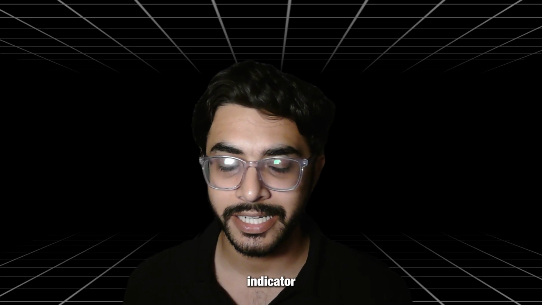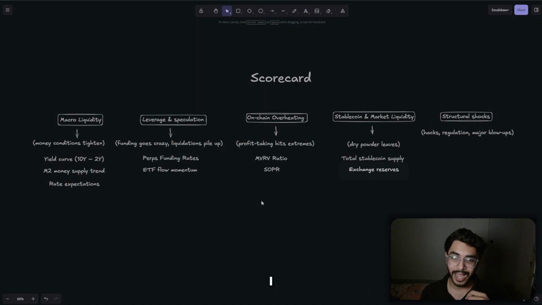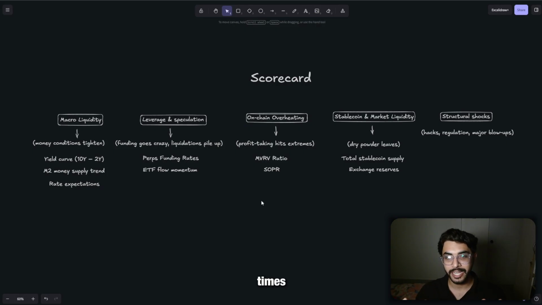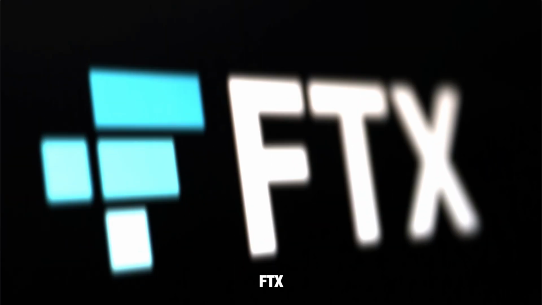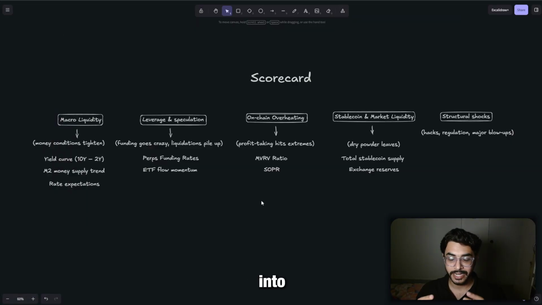The next indicator on our fourth bucket is going to be tracking exchange reserves. I personally feel like this is somewhat a gray area because there have been times where centralized exchanges like FTX have manipulated their reserve reports, causing huge liquidations in the market. But anyways, this is still worth a check to see what's happening in the market.